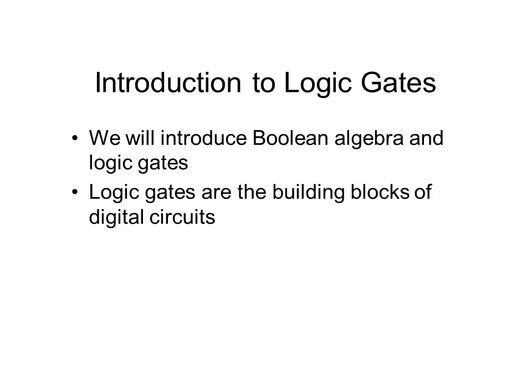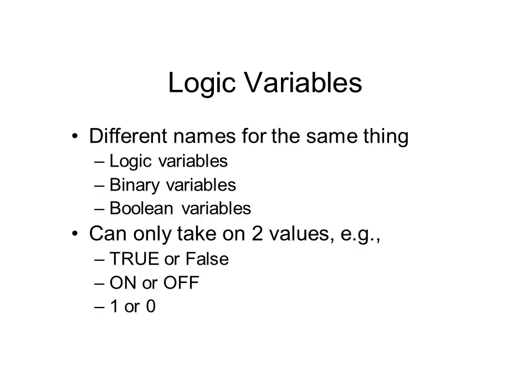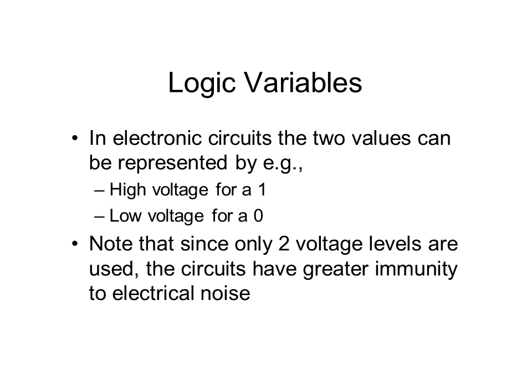Now first we are starting with the introduction of logic gates. The next slide is about logic variables. Logic variables have different names: binary variables, Boolean variables, and they take two values, either true or false, on or off, 1 or 0. Logic variables have two values, two representations: first is high voltage for logic 1, and second is low voltage for logic 0.